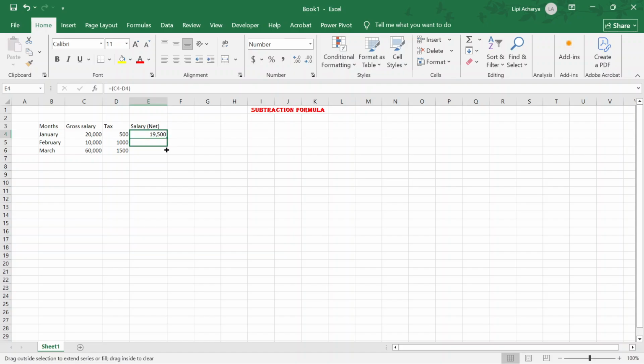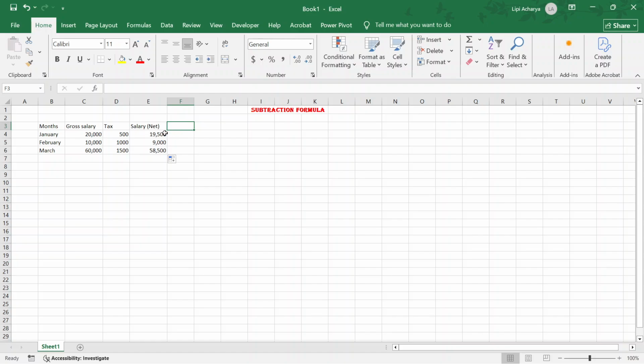Now I can drag it and simply find the answer. If you want, you can type it separately or individually. For an easier method, I just found the first one, then dragged it, and I get the other two answers. Okay, so this is the subtraction formula.